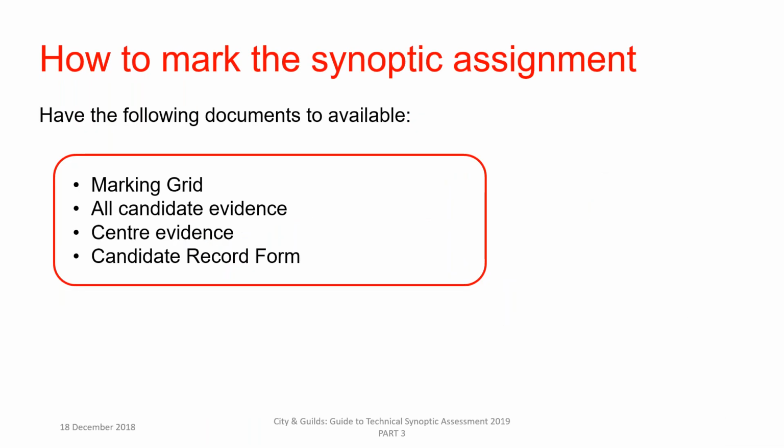We're now going to look closely at how to mark the synoptic assignment. So you'll need to make sure you have the following documents to refer to. First of all, the marking grid. Then the full set of candidate evidence, because remember we need to look at all of the tasks. Thirdly, any centre-produced notes of practical performances or PO forms. And finally, you should have a CRF to hand to start writing down your notes and justifications.